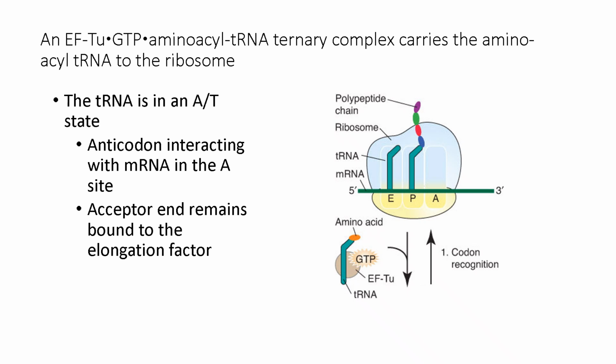During elongation, EF-Tu, bound to GTP, delivers an aminoacyl-tRNA to the A site of the ribosome, forming a ternary complex. At this point, the tRNA is in an A/T configuration, where the anticodon is interacting with the mRNA, but the amino acid end is still bound to EF-Tu. This positioning ensures that only correct codon-anticodon matches lead to the next step in peptide bond formation.